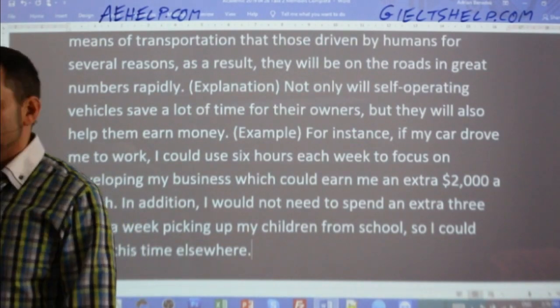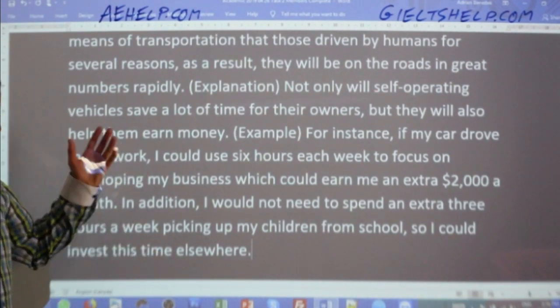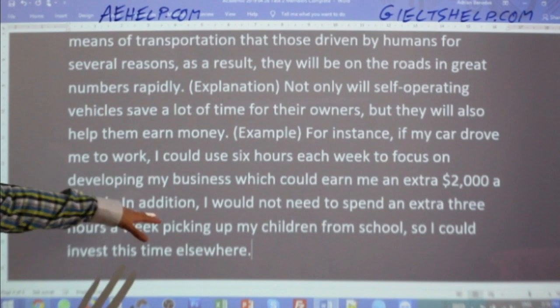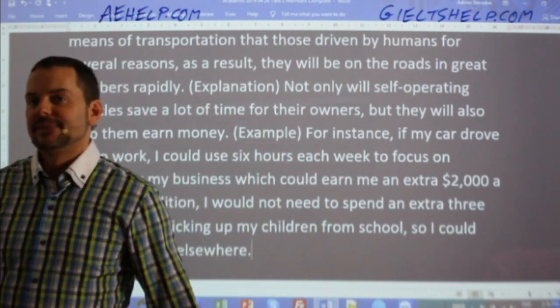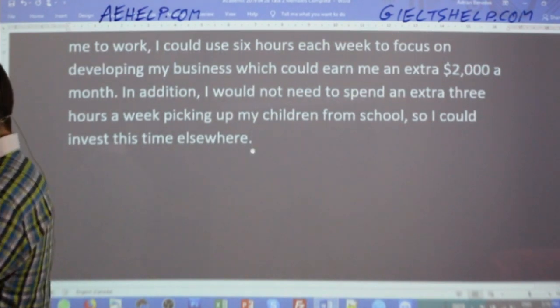And if you want to be really clever, you could say, invest this time in my coin collecting hobby or something like that. Okay? All right. And then a connecting concluding sentence.